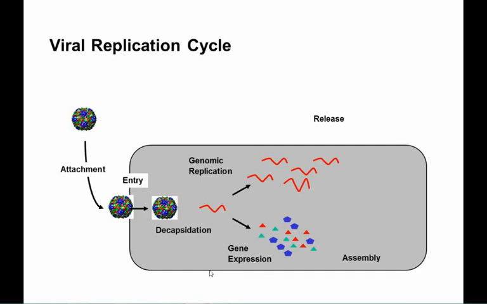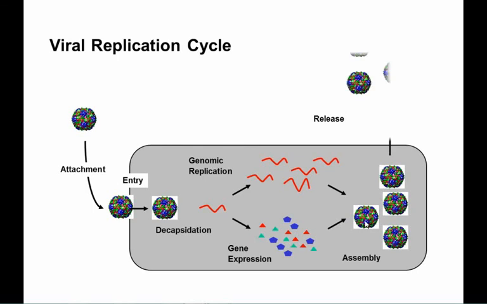So these are the first steps in virus replication. Genome replication, gene expression, that's what's happening during the eclipse phase. Then, once you've got a whole bunch of copies of viral nucleic acid and virus proteins, they get assembled inside the host cell and then they are released.